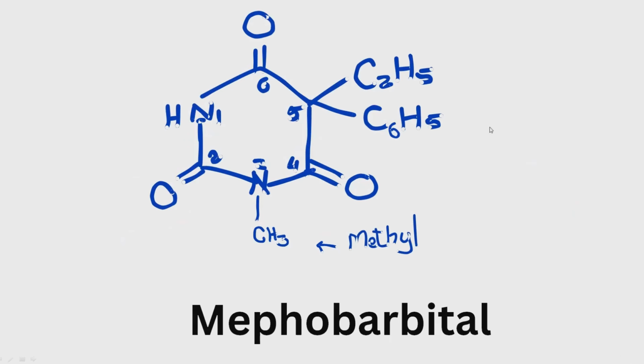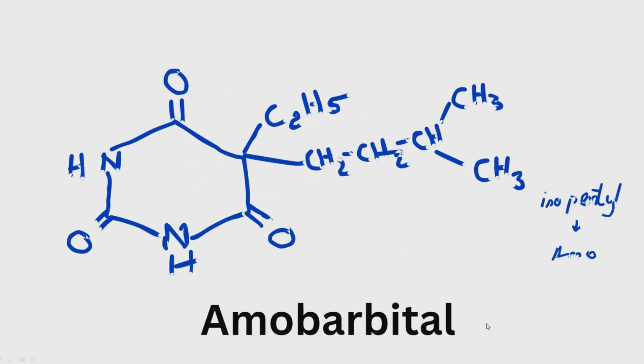Mephobarbital. To the barbituric acid at 5th position, ethyl and phenyl groups are present, and at N1 position, a methyl group is there. So methyl phenyl, that is mephobarbital. Amobarbital. In this, the special functional group is isopentyl. At 5th position of the barbituric acid, one ethyl and one isopentyl functional groups are there.